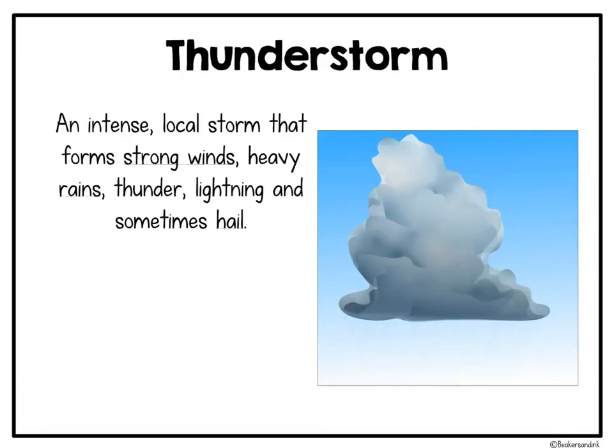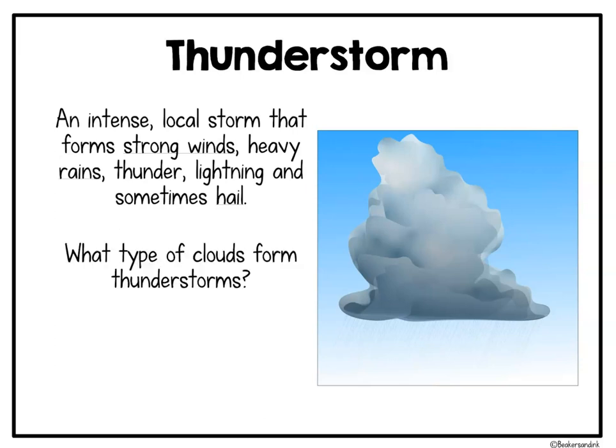A thunderstorm is an intense local storm that forms strong winds, heavy rain, thunder, lightning, and sometimes hail. Do you remember from our cloud lesson what type of clouds form thunderstorms? If you said cumulonimbus, you're absolutely right. Let's talk about how these thunderstorms form.